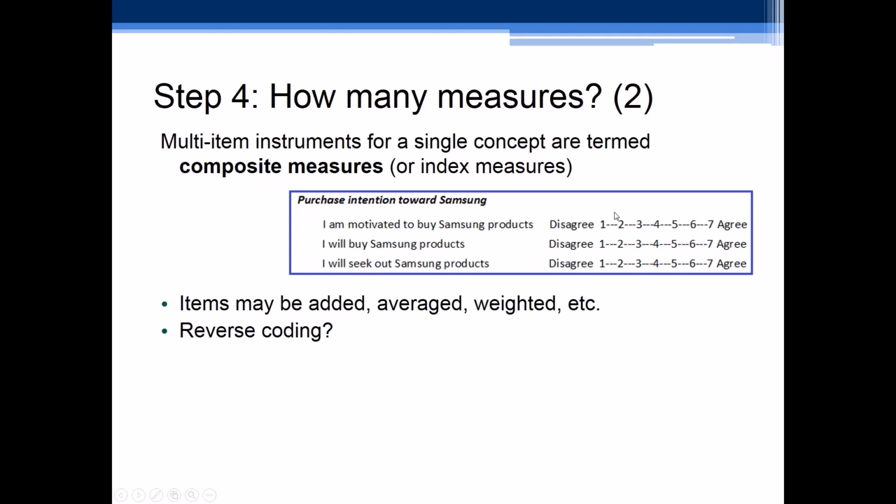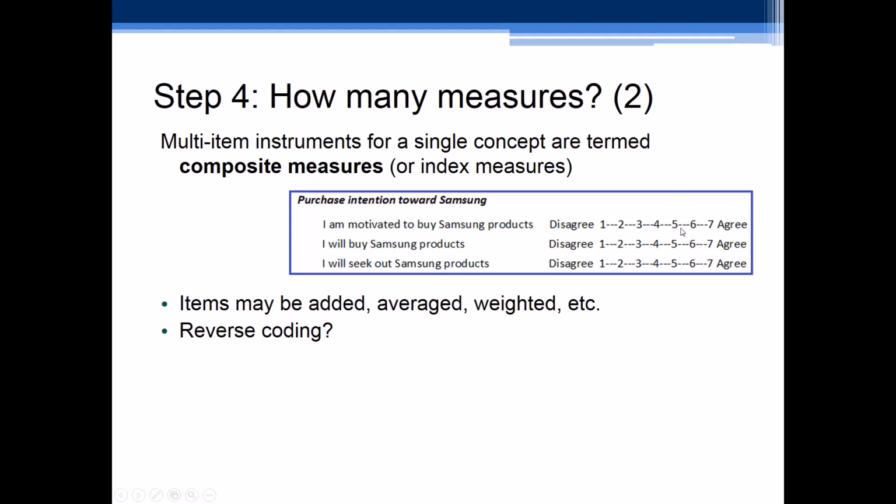We ask people to rate their agreement or disagreement with each of those statements, and then what we would do is take an average across a person's response to give their overall purchase intention score. So here the questions are: I'm motivated to buy Samsung products, I will buy Samsung products, and I will seek out Samsung products. If a person is high on purchase intent, maybe they'll rate 6, 7 and 6, and they'll get an average score of 6.3, which would be their measure of purchase intention.